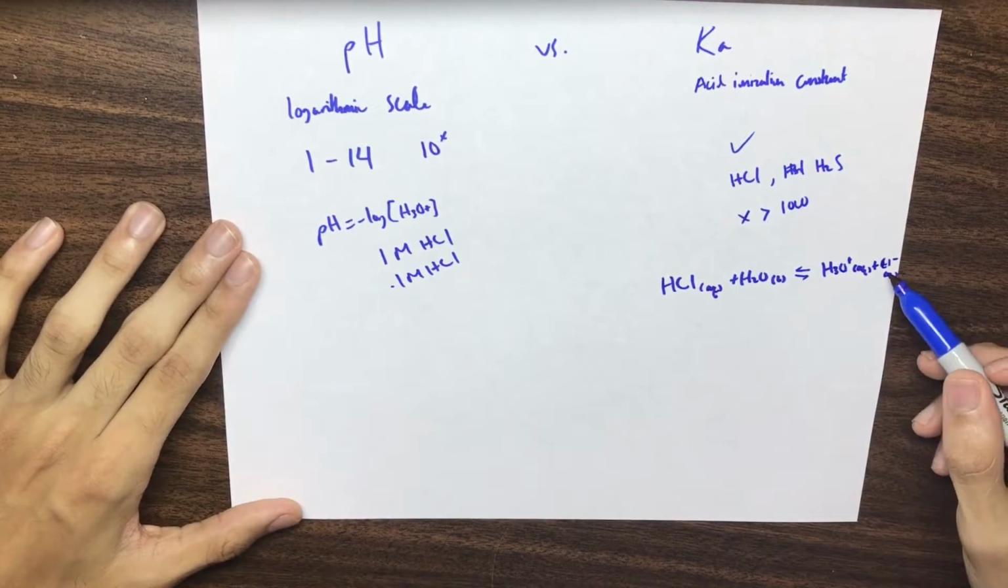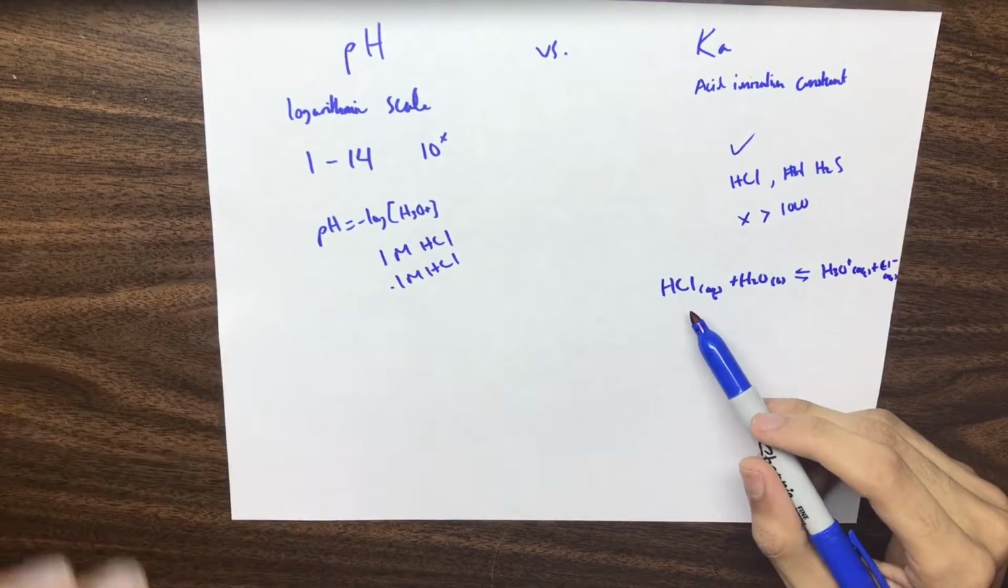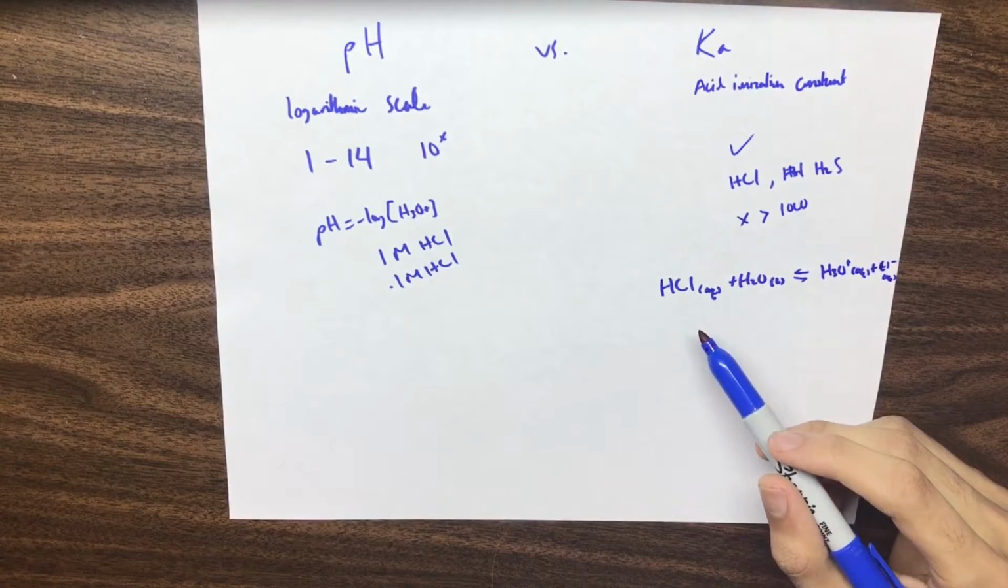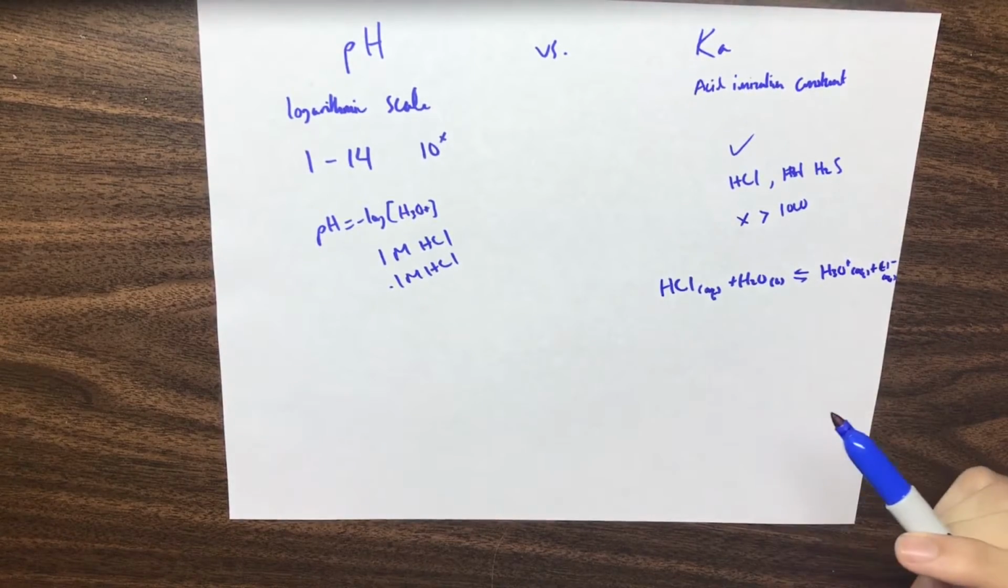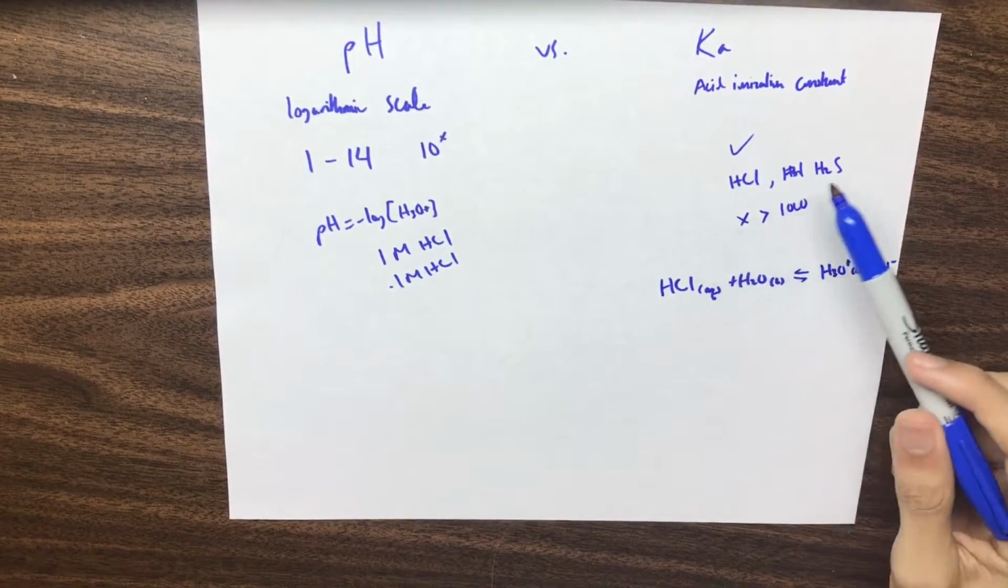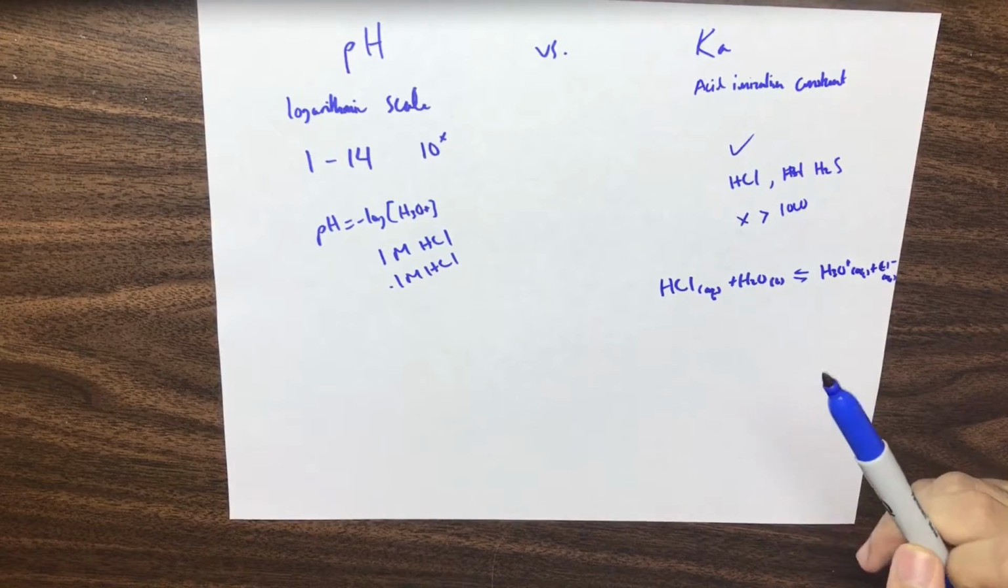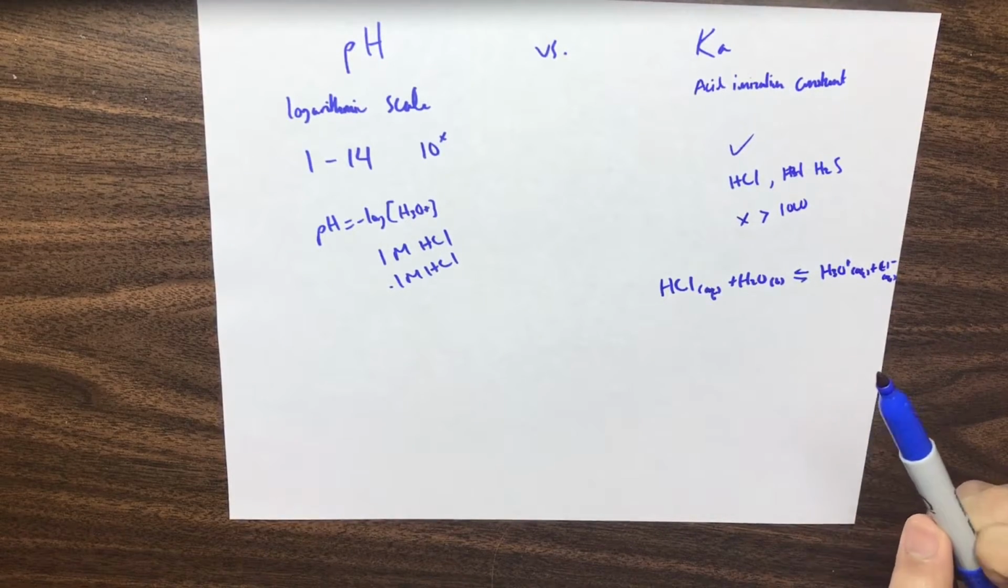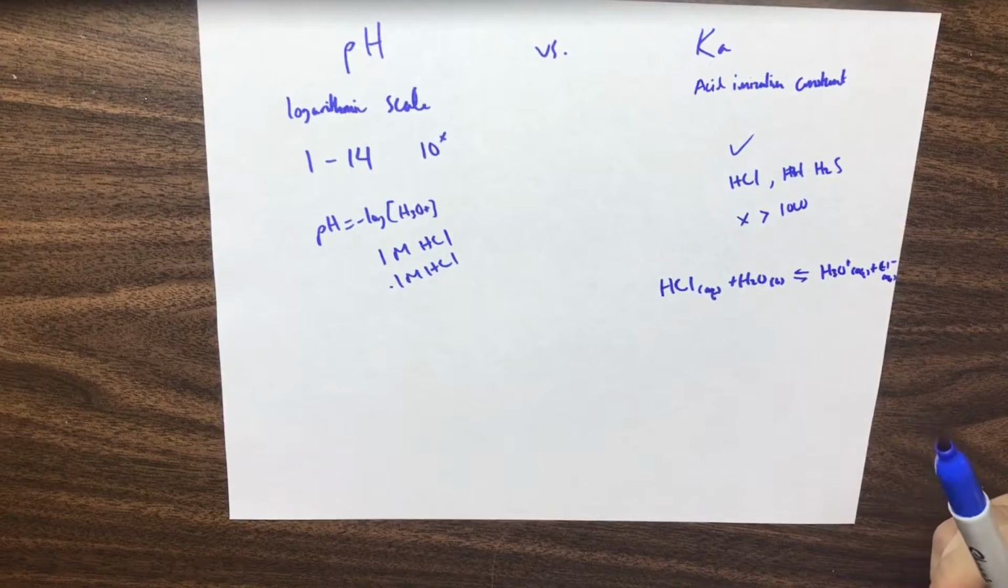So this is a neutral ion because it came from a strong acid, and we can get into that in a later video. But yeah, this is why Ka is a better predictor than pH for a strong acid, because it doesn't change and it's not concentration dependent.